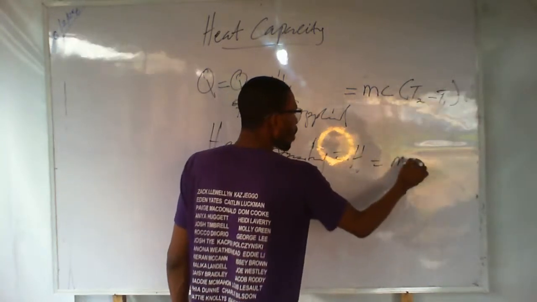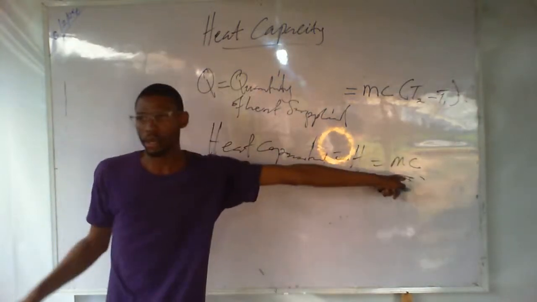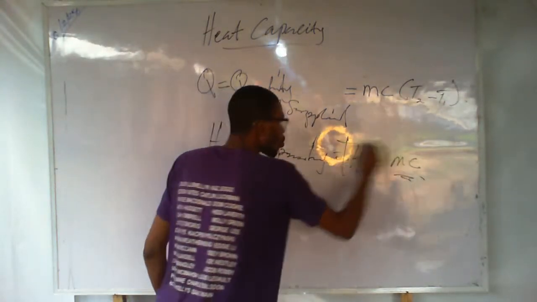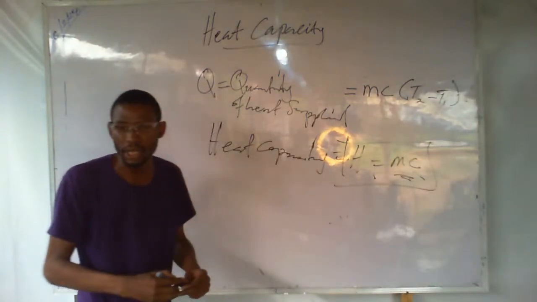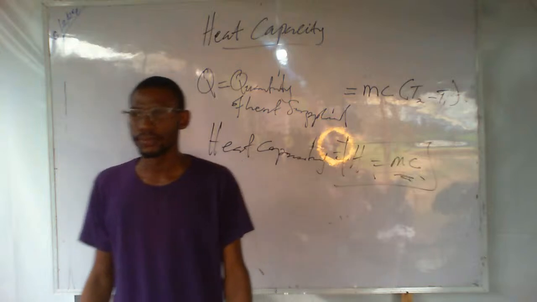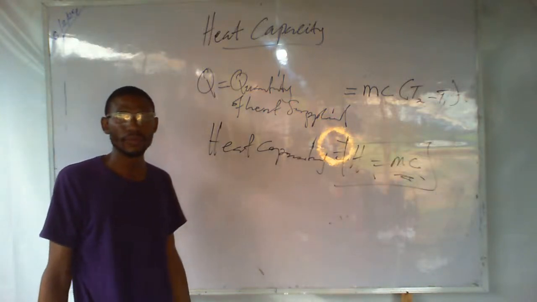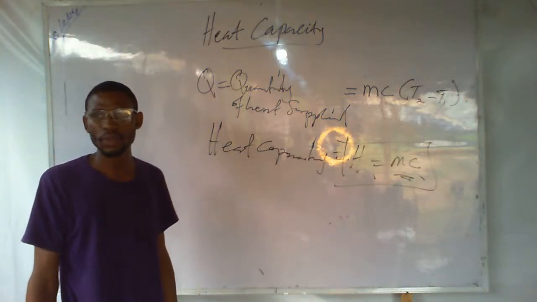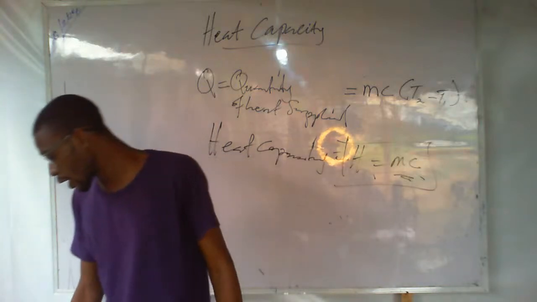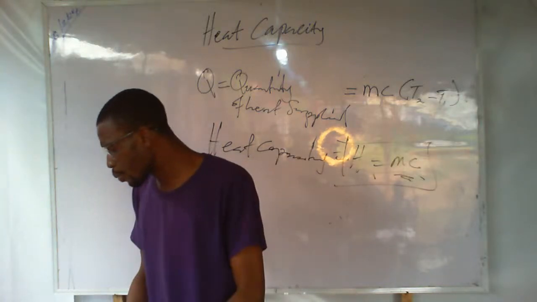Therefore, the heat capacity H will now be mass multiplied by the specific heat capacity. H is equal to this. Agree or disagree? That's our conclusion. Are we okay with that? Can we progress?